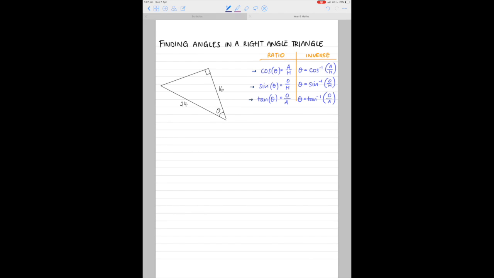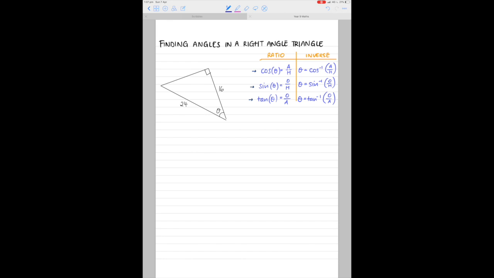For this example, we're looking at finding the angles in a right angle triangle. So if we think back to what we've been doing up until this point, we've been looking at using the trigonometry ratios, whether that be sine, cos or tan, and we've always been given the angle in each question. The thing we've always had to find was one of the side lengths.